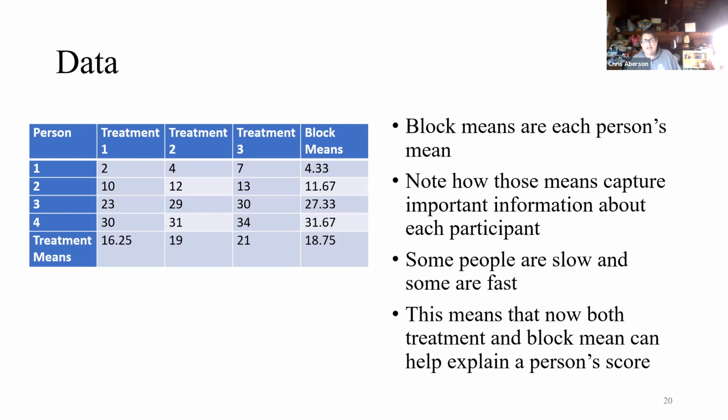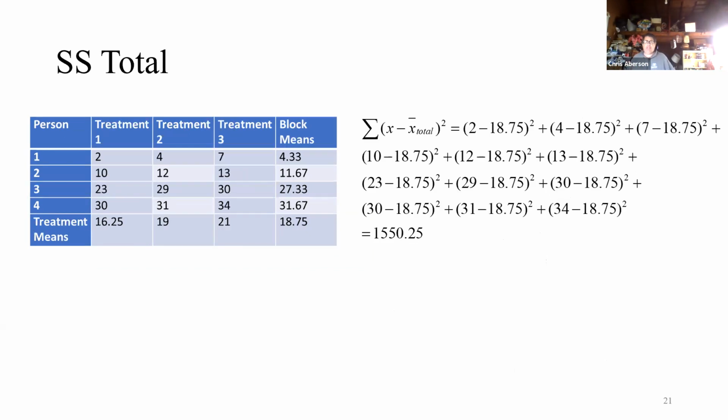How much they vary around that is going to be what ends up going into that sums of square subjects. And we saw the sums of square subjects look just like the other sums of squares we did. Sums of square total, really no difference here. Again, just all of the individual scores minus the grand mean squared and then added up.